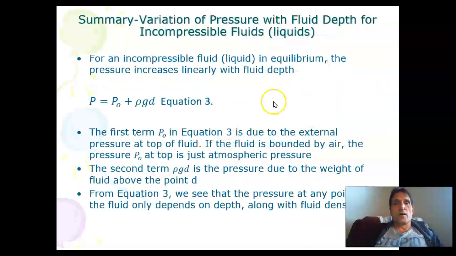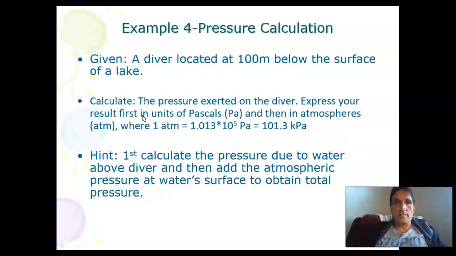Okay, so here's a summary. For liquids that are incompressible, the pressure increases linearly with depth, and it's given by this equation. Pressure is the pressure at the top of the fluid plus the pressure at a given depth due to all the fluid above it. This is what's called the external pressure, P0, and the second term is the fluid pressure.